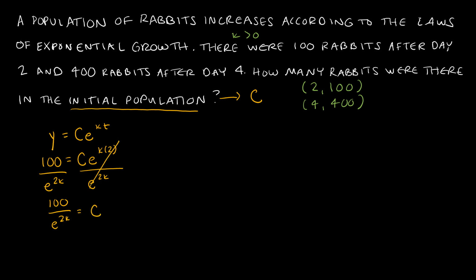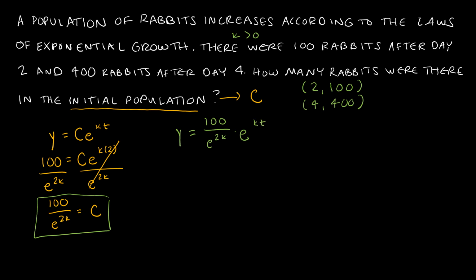Now, you might be thinking that didn't really do anything for us, which it kind of did and it kind of didn't. What it did is it made it so I can now rewrite the equation with just one variable, and once I have just one variable, then I can solve for that one variable. So I'm going to now use this information to write y is equal to, instead of c, 100 over e to the 2k, and then times e to the kt.